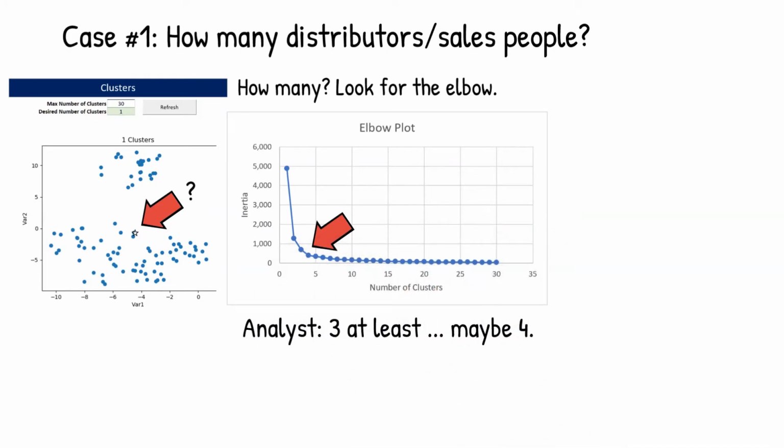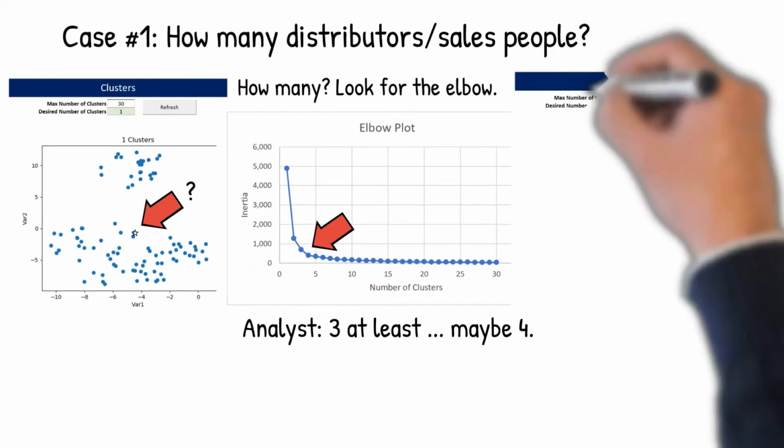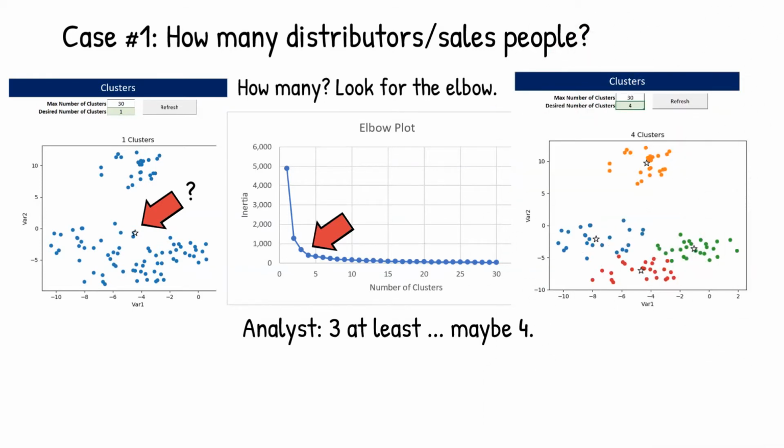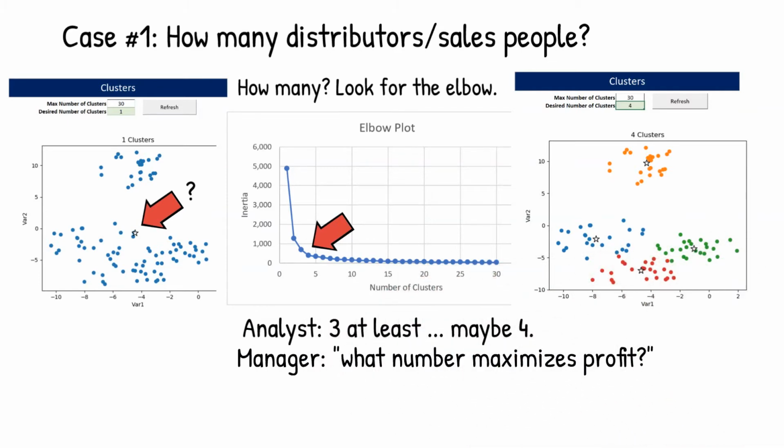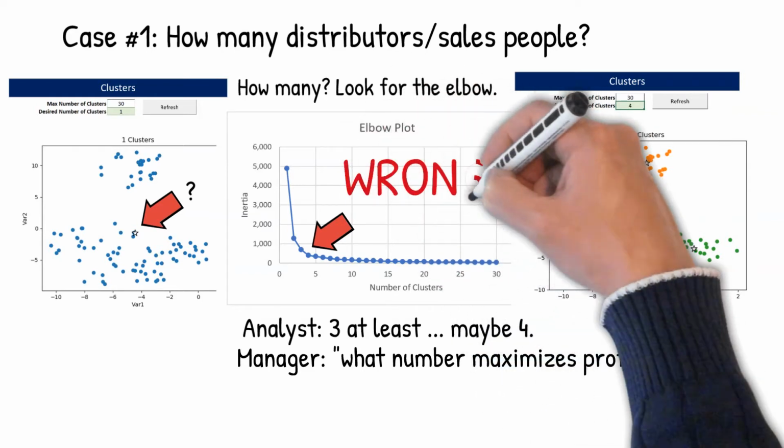And you'll end up showing a graphic like the one on the right. That one shows us 4 different locations represented by 4 different colors, and we'll have 4 distributors. Question, is this the right answer? This graphic to managers actually is completely irrelevant because managers want to know what is the number that maximizes profit, not the number that actually is at the elbow of an elbow plot.